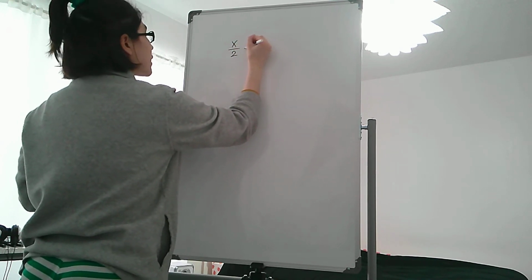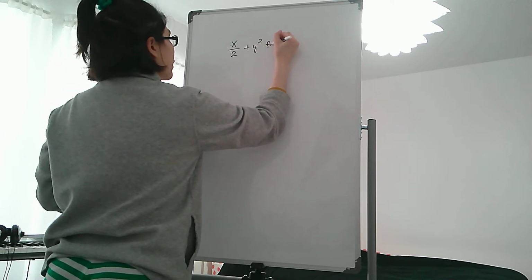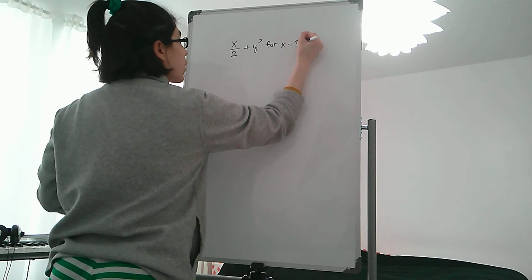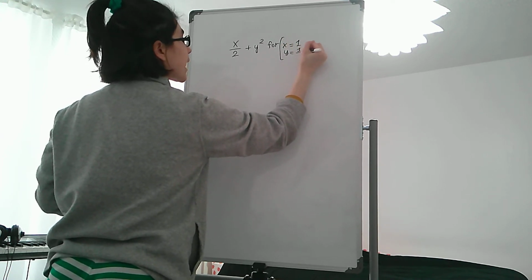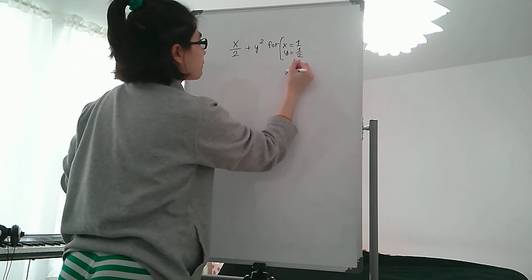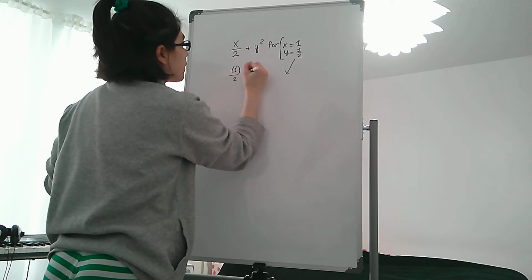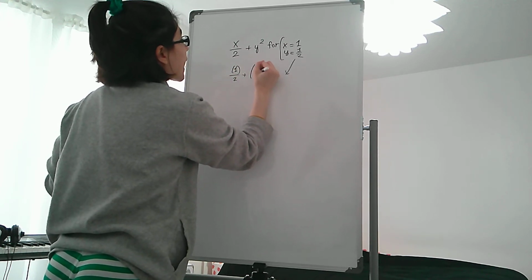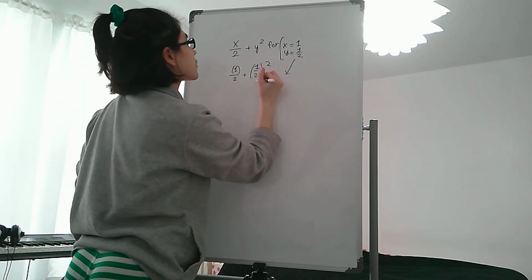X over 2 plus y squared for x equals 1 and y equals 1/2. Now pay attention here. This is going to be really important to get. Okay, we're going to plug these in. 1/2 plus 1/2 squared. So this is an exponent, so we're going to simplify this first now.